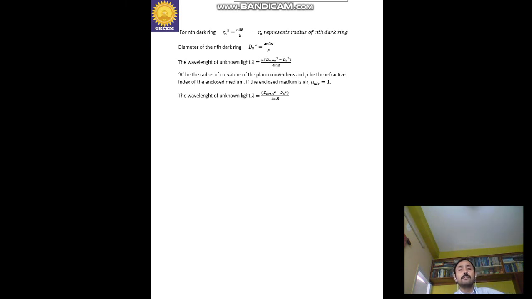What do you mean by radius of curvature? Any plano-convex lens is a part of a sphere. So the radius of the sphere is the radius of curvature of the plano-convex lens. So R is the radius of curvature. Now mu for air is equal to 1. So the wavelength of the light for air, we can measure as [D(n+m) square minus Dn square] by 4mR.